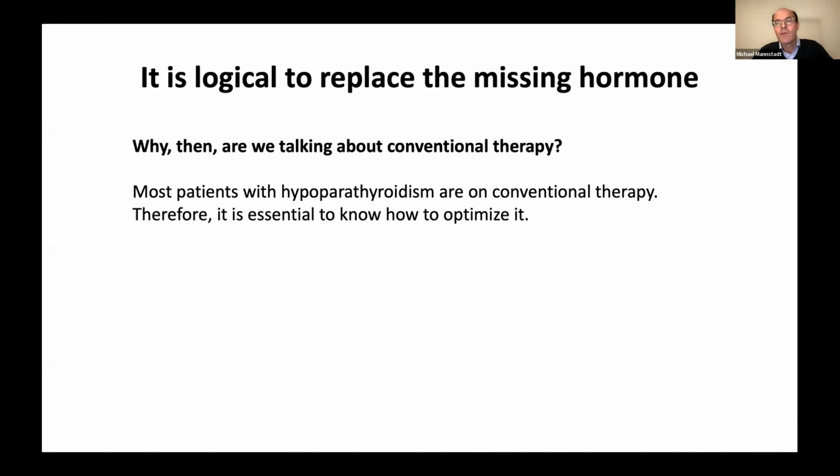The replacement of the missing hormone PTH is very logical, right? Everybody understands that, and scientifically it makes a lot of sense. But then why are we talking about conventional therapy? Well, there are several reasons. The main reason here is most patients with hypoparathyroidism are on conventional therapy. So we need to know how to optimize it and we need to know about it. Certainly when there are patients just new to the disease hypoparathyroidism, typically they're anyway put on conventional therapy. And so I will talk about this.